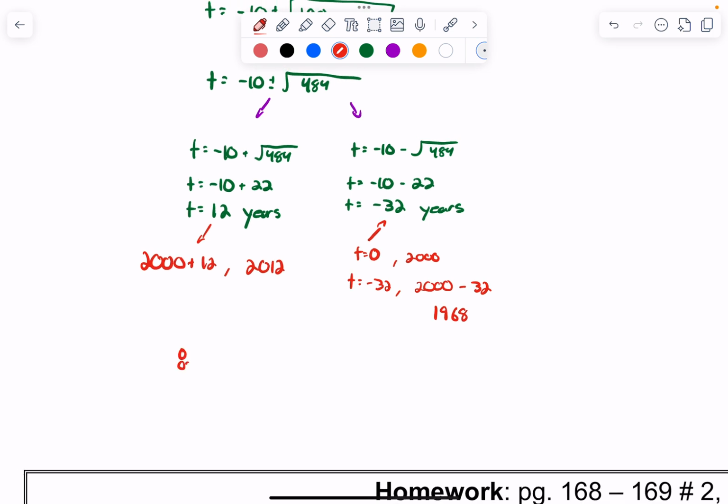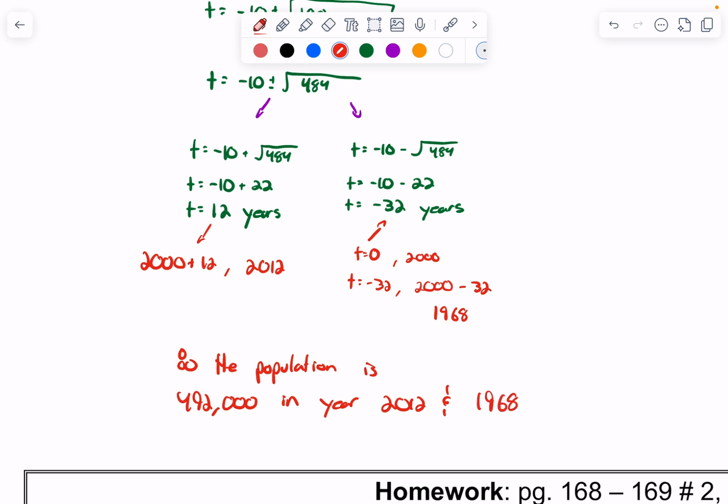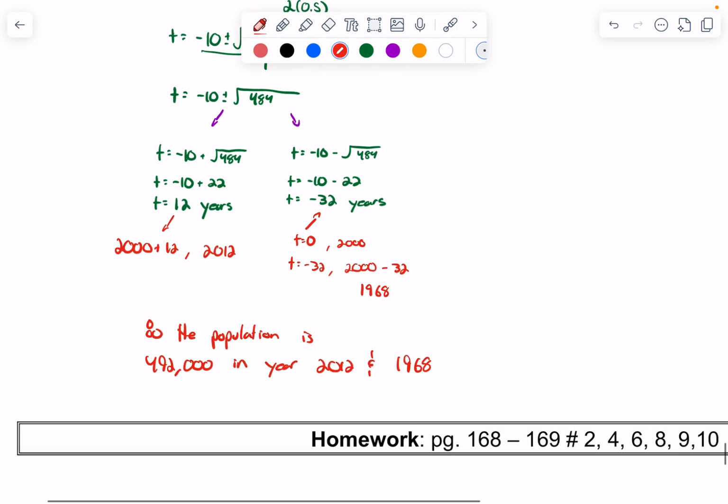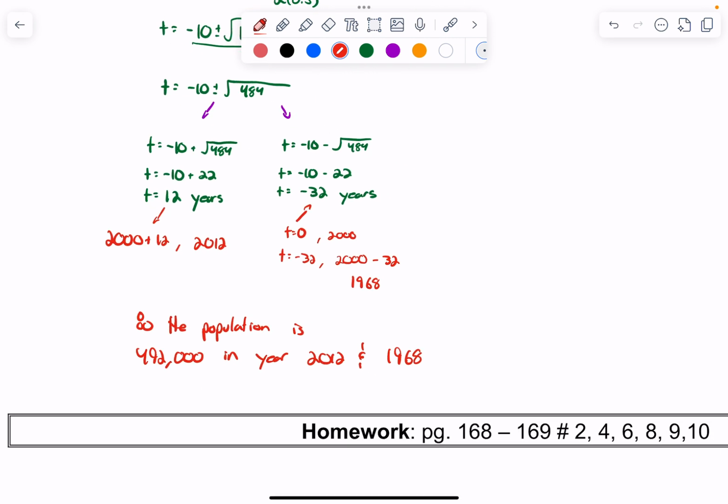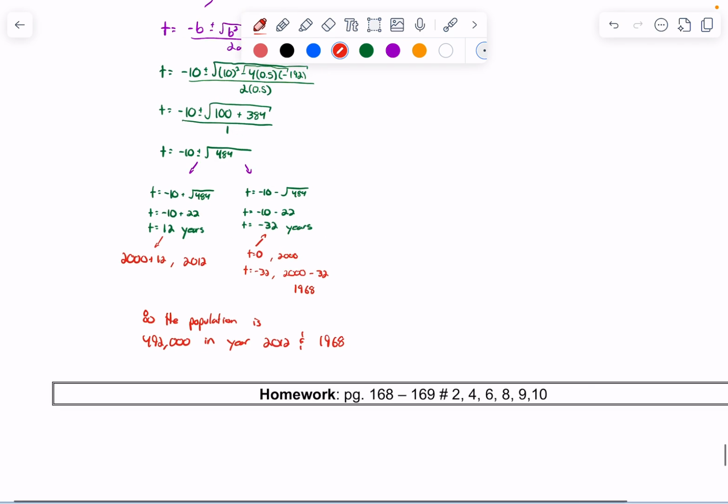So therefore, the population is 492,000 in year 2012, and it was 492,000 in 1968. Okay, so there was actually two valid solutions here. So again, application questions, always think about what your variables you're solving for actually mean. All right, and that's it for now.